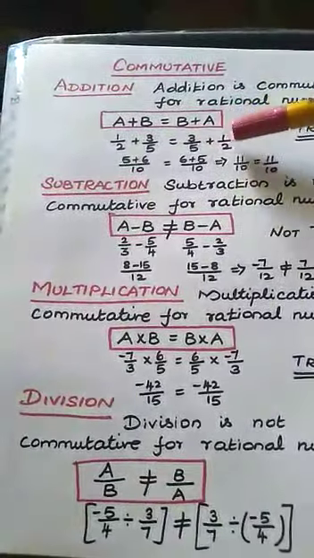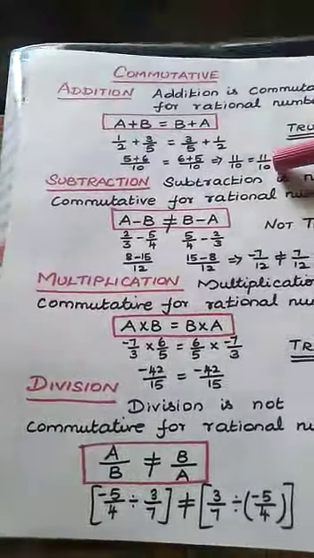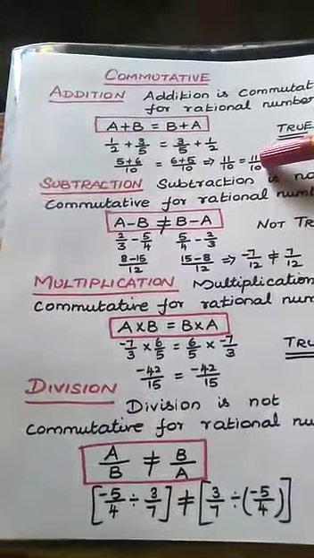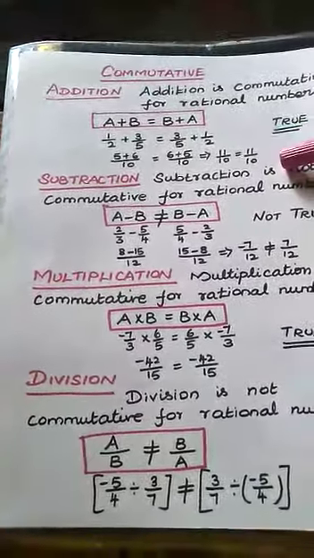Again we have to do the same in RHS. The answer is 11 by 10. So LHS is equal to RHS. So commutative property is true in addition.